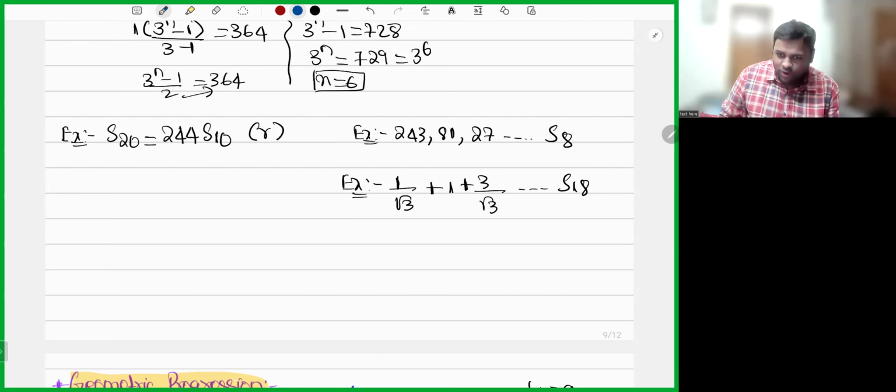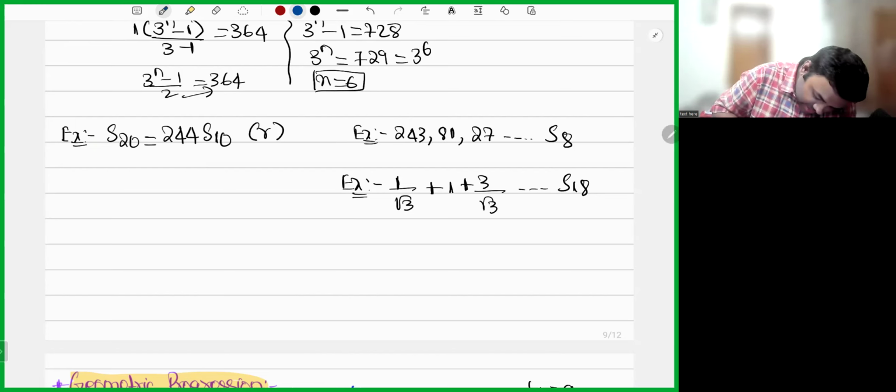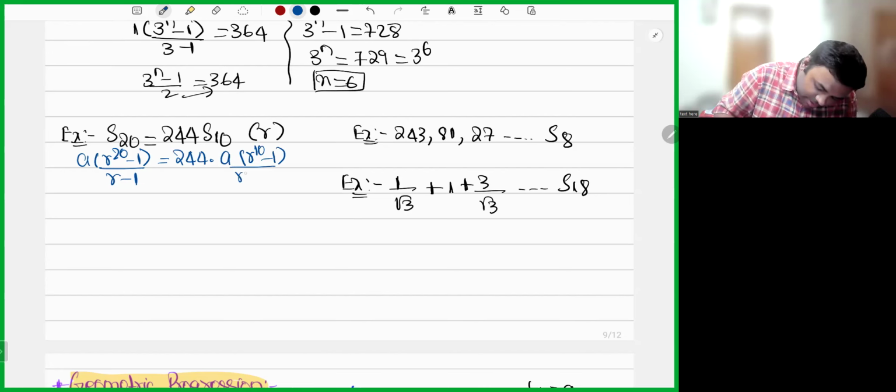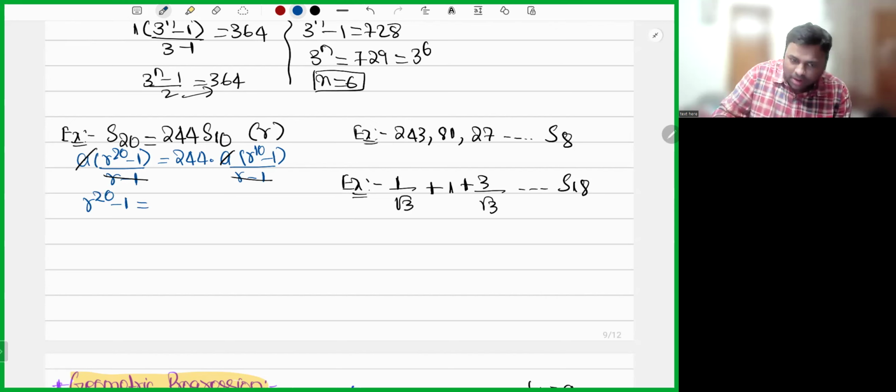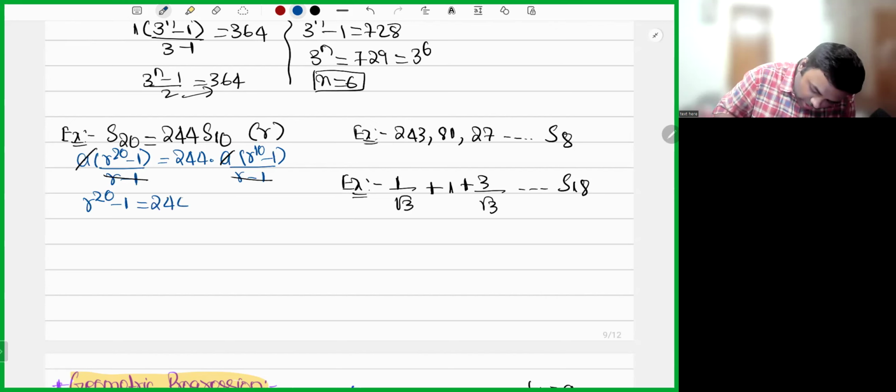S20 is equal to 244 times S10. He's asking you to calculate r. How will you calculate Sn? A into r power 20 minus 1 divided by r minus 1 is equal to 244 into A into r power 10 minus 1 by r minus 1. So A I'll cancel, r minus 1 I'll cancel. Next, r power 20 minus 1 is equal to, let me multiply inside, 244 r power 10 minus 244.